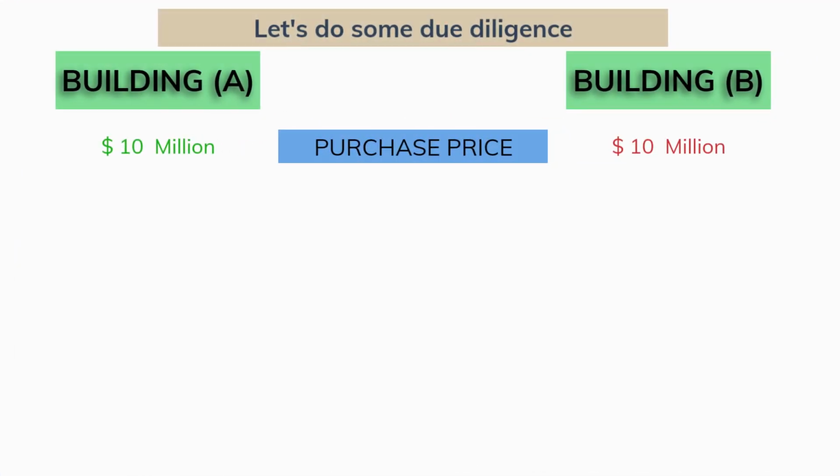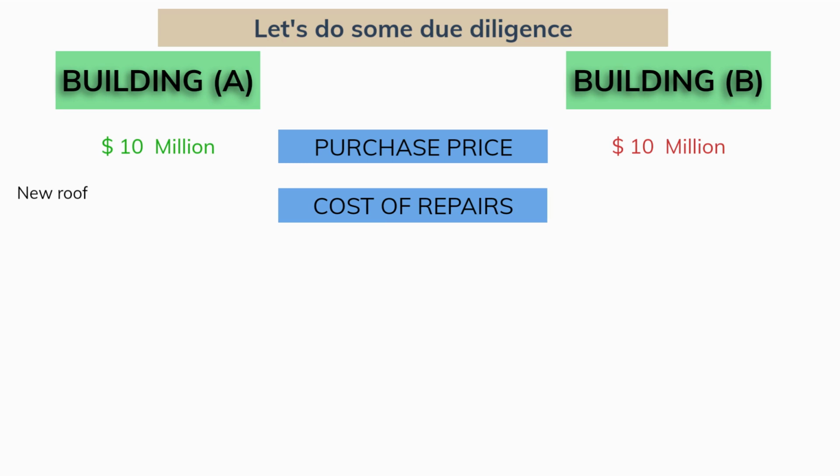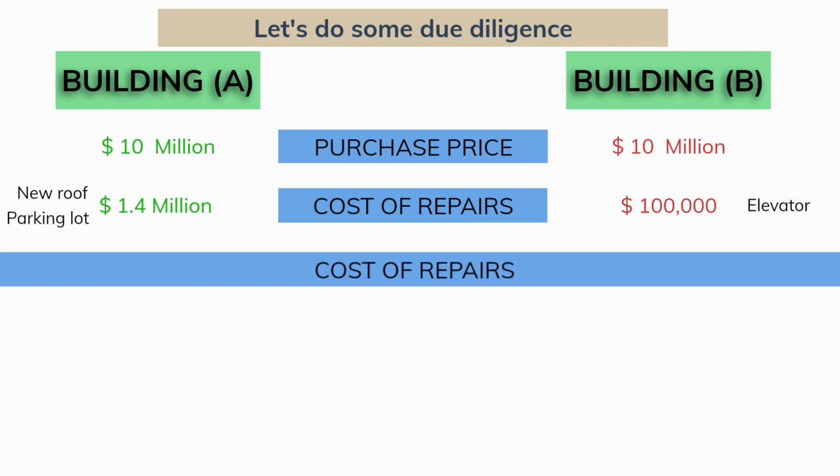Let's do some due diligence on the buildings to see how they really compare after conducting physical inspections. We see that Building A requires some major repairs. It needs a new roof, and there is structural damage to the underground parking lot that needs to be fixed immediately. Those repairs are going to cost $1.4 million. Building B is in good shape, but needs repairs to the elevators, which will cost $100,000. If we add these costs to the purchase price, Building A is going to cost $11.4 million, and Building B will cost $10.1 million.